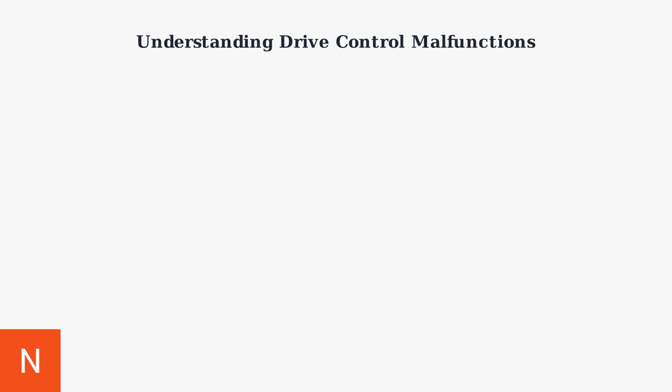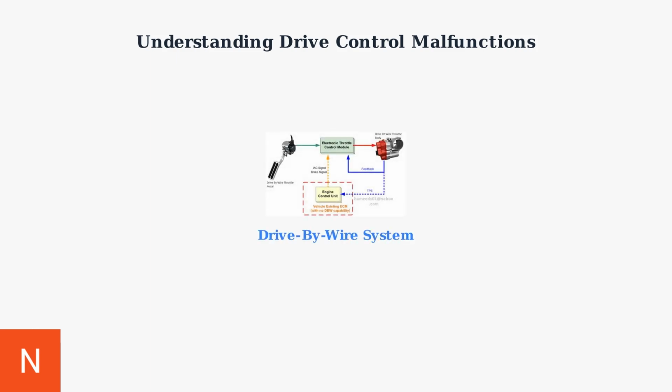Drive control malfunctions occur in the electronic systems that manage your vehicle's propulsion. These sophisticated systems have largely replaced mechanical linkages with electronic controls. Modern vehicles use drive-by-wire systems where electronic signals replace mechanical connections. The throttle pedal sends electronic signals to control modules, which then manage the actuator body and engine response.